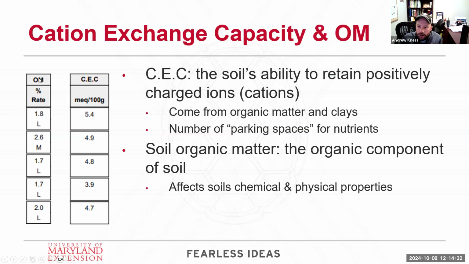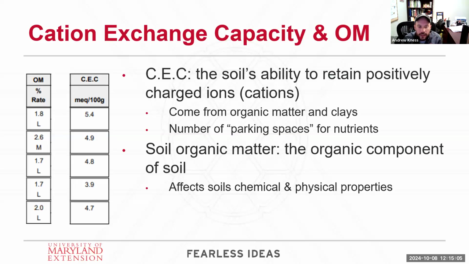So soil organic matter is simply the organic component of your soil. It's expressed as a percentage of weight of your soil. All right, and soil organic matter, while it only makes up a very small percentage of your soil, for us, if you're in the 2 to 4% range, you're doing good. But that 2, 3, 4% has a huge impact on your soil chemical and physical properties.